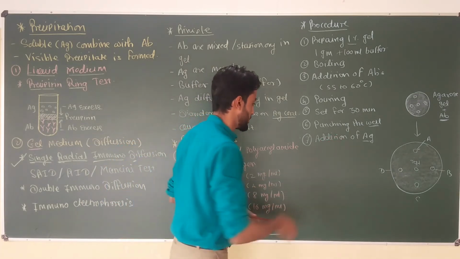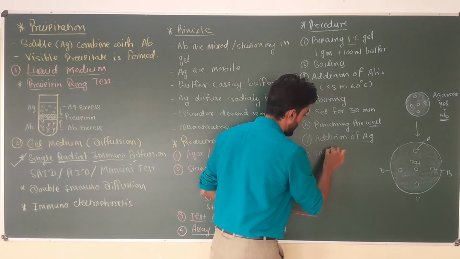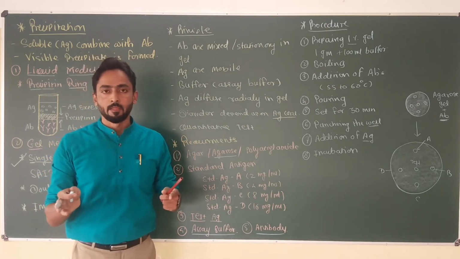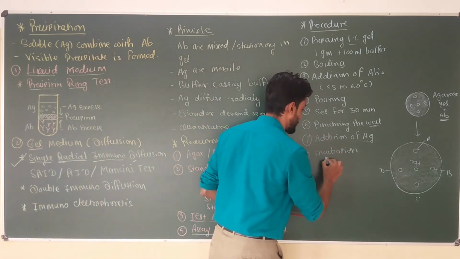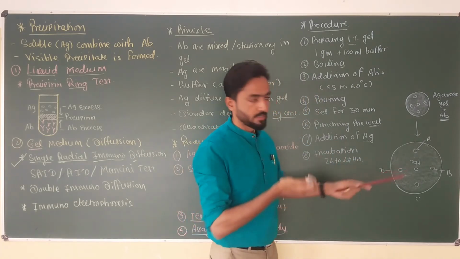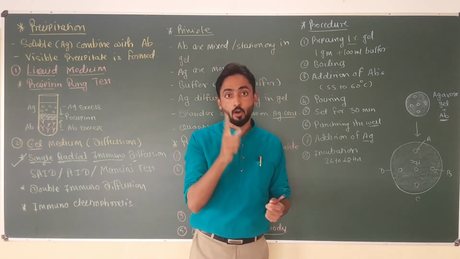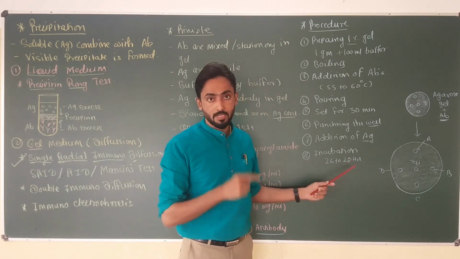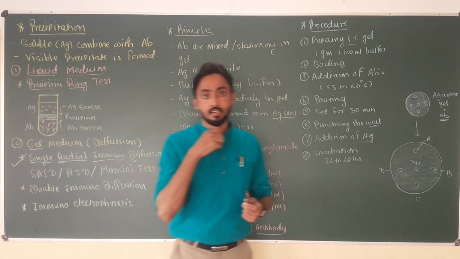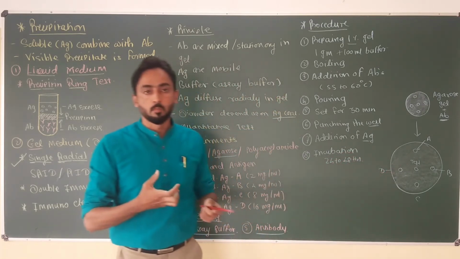After addition of the antigen, the next step is incubation of this plate in a moist chamber for 24 to 48 hours. I have to keep this plate in upright position in the incubator at 37 degrees Celsius for 24 to 48 hours. But care should be taken that during incubation the gel may get dried, and to avoid drying of the gel, we should use a moist chamber.